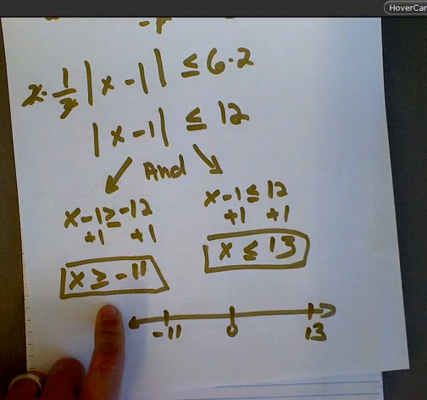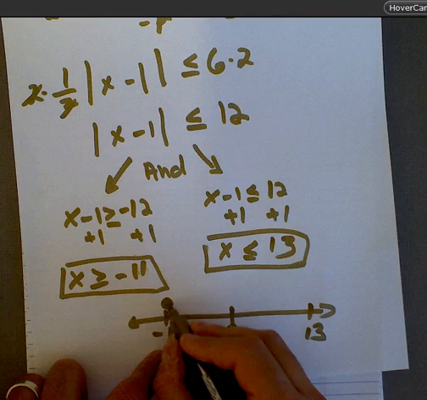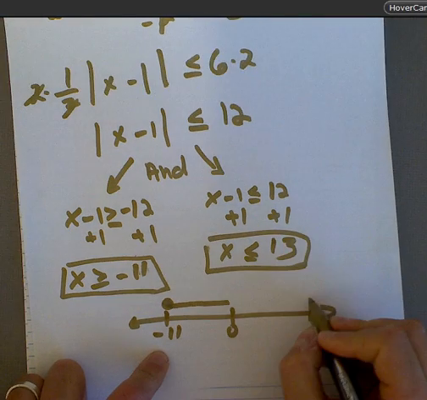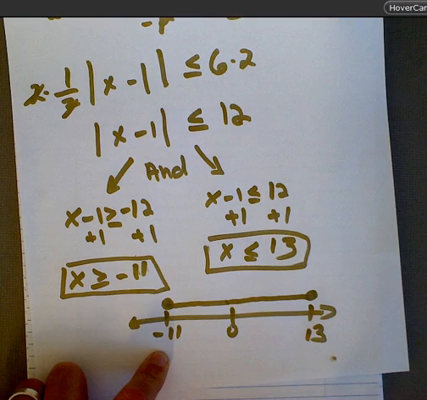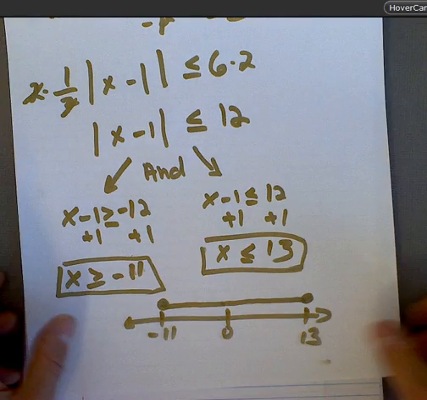So it says x is everything bigger than negative 11. So negative 11 is a solution, and we're moving to the right. And x is everything less than 13. So 13 is a solution. And now we know that everything in between negative 11 and 13 is going to be a solution to this inequality.